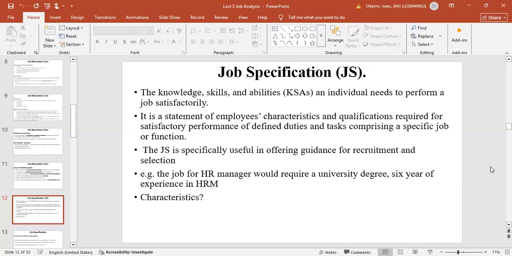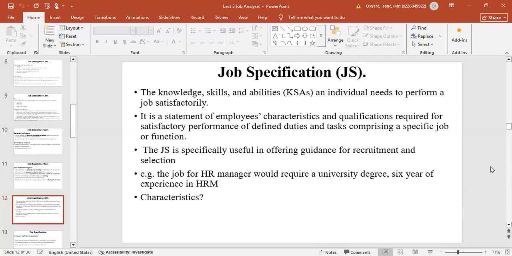So when we talk about job specifications, we are referring to the relevant knowledge, skills, abilities, and others that we need to possess to be able to perform the job. They are the relevant qualifications.